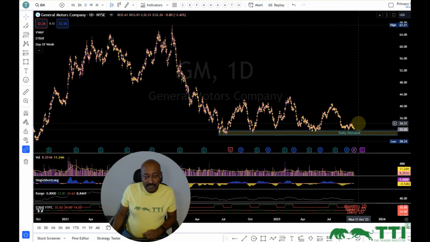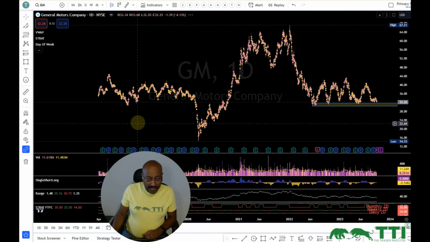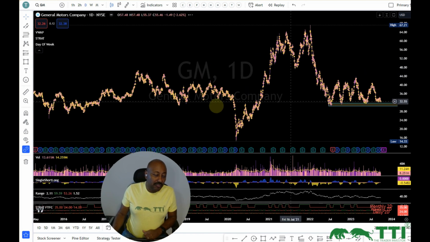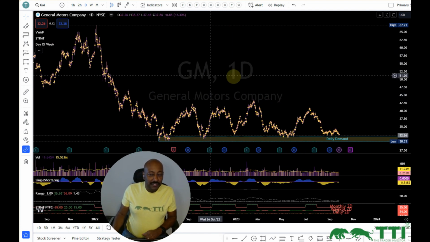Even pre-COVID, this area was a support, and it's been very strong support. So COVID is an anomaly. If you look back here, we could push back up to the mid to high 40s. It's a good expectation to have. What else?